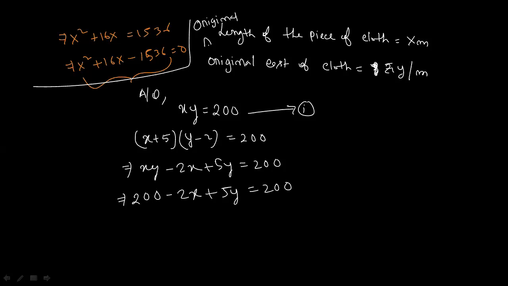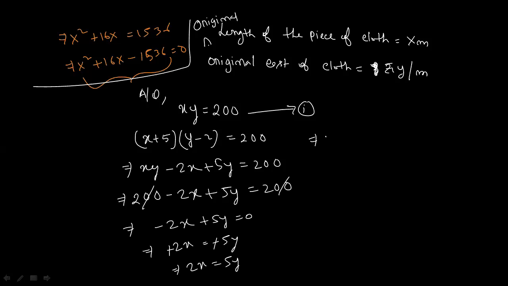Now see, 200 and 200 will get cancelled, because if you take 200 to the left hand side, it will be 200 minus 200, so it gets cancelled. So the remaining is minus 2x plus 5y equal to 0. If you take minus 2x to the other side, it will be minus 5y, then minus and minus will get cancelled. So 2x equal to 5y. Now write down x in terms of y. So x will be 5 by 2 y. Is this clear? So this is equation number 2.